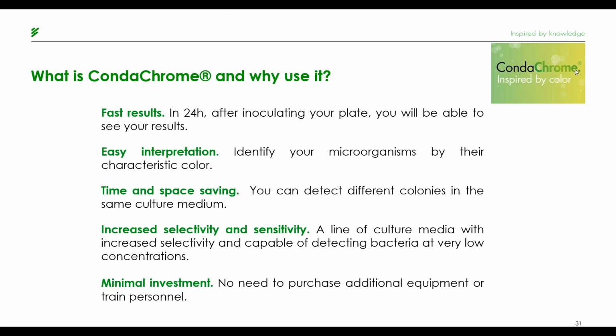Well, first of all, our line Condochrome of products gives you faster results than the traditional methods. In only 24 hours after inoculating your plate, you will be able to see your results. These results are of easy interpretation because you can identify your microorganisms by their characteristic color. Just by giving a simple glance over a plate, you can see which microorganisms you have. The Condochrome line of products also saves you a lot of time and space because you can detect many different microorganisms in just one plate. And also you can perform almost all the analysis you need simply in one plate.